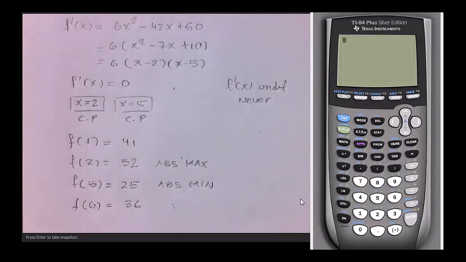If you have access to a graphing calculator, you can take a look at what the graph of the function looks like. Just go to y and put in there 2x raised to the third minus 21x squared, which is right there, plus 60x. Okay, get out of there, second quit.